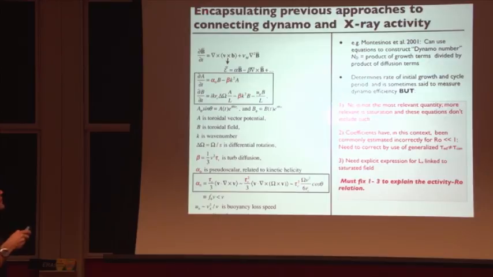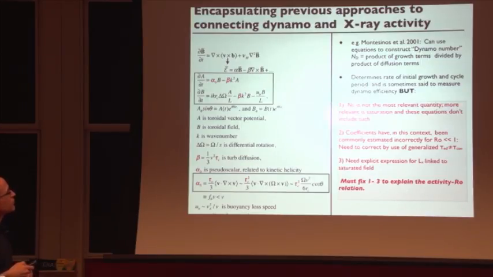So in the context of previous approaches to connecting the dynamo and X-ray activity, it has been, of course, recognized that if the fields are produced inside the sun and then pop out and become buoyant, they have something to do with the dynamo theory. So do the X-ray activity and the rotation dependence have something to do with dynamo saturation in one way or another? What properties of the dynamo are relevant to explain that curve?